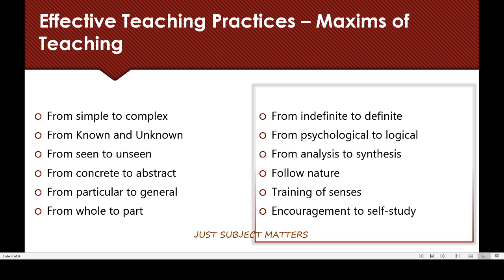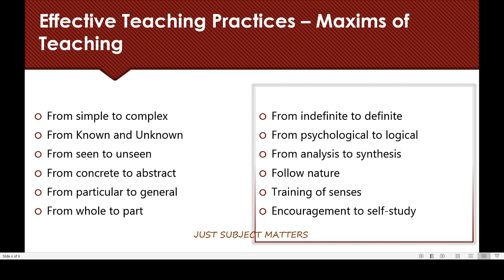Then from particular to general, where the students should be presented with examples first, and then the laws and the derivations can be explained. From whole to part, where Gestalt psychologists have proved that we first see the object and then its parts, like we first see the tree, then its branches or leaves, etc. From indefinite to definite is where a teacher should transform the indefinite knowledge into definite knowledge and give some clarity to the doubts of the students.